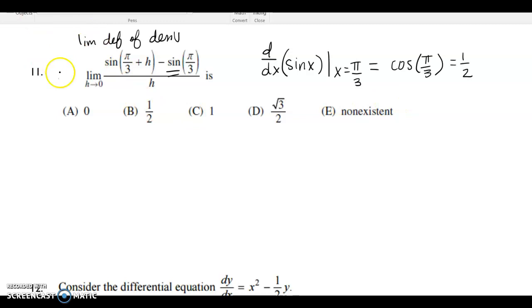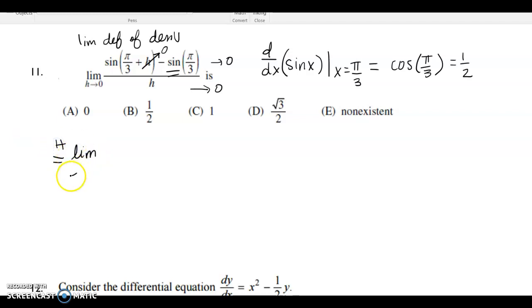Now, the other way you could do this is you could use L'Hopital's rule. So if I plug in h equals 0, that's going to go away. So I'd have sine of pi over 3 minus sine of pi over 3. That's 0. H approaches 0, so h is 0. So I can use L'Hopital's rule here.